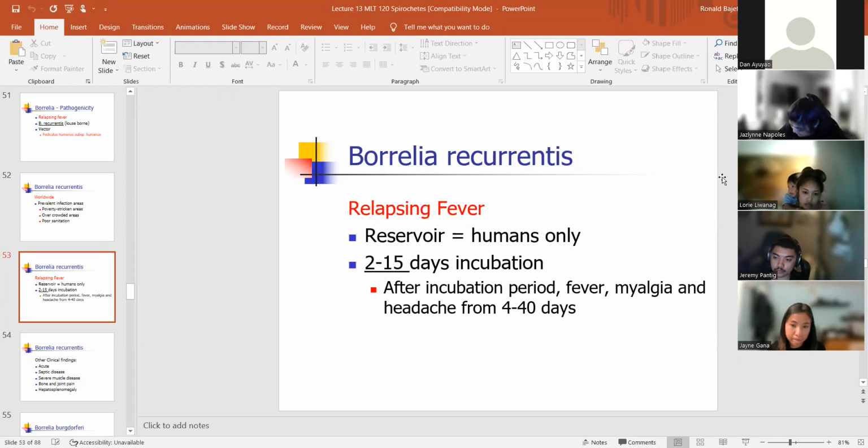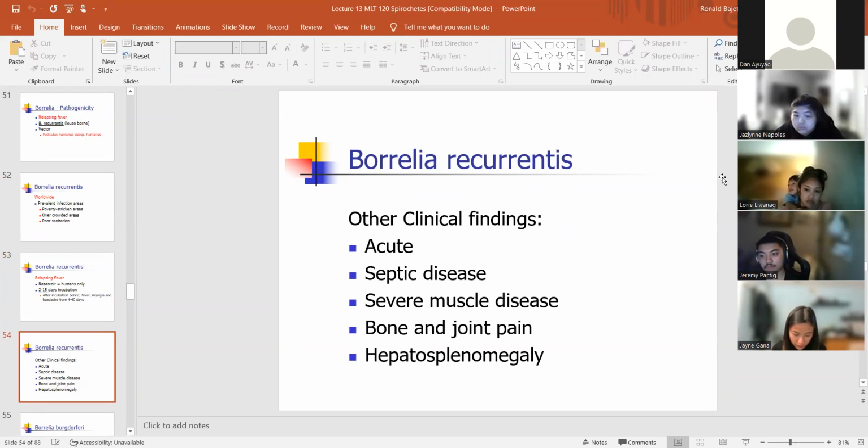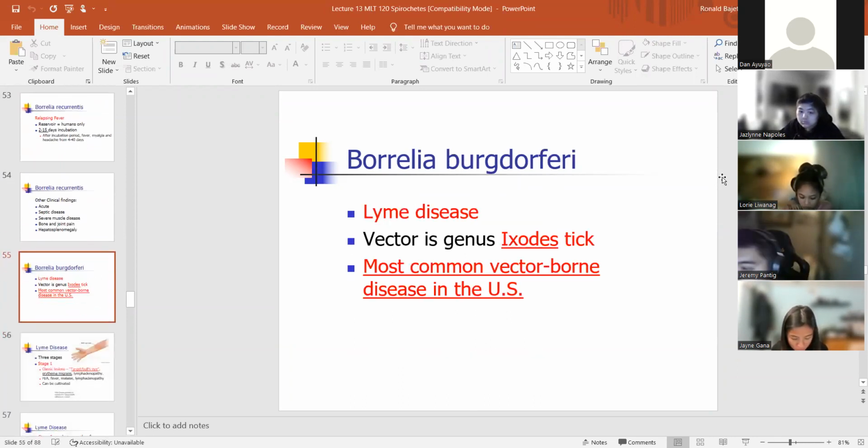And after the incubation period, you get fever, myalgia, muscle aches, and headaches from 4 to 40 days, a little bit more than a month. Other clinical findings: acute septic disease, severe muscle disease, bone and joint pain, and large liver and spleen. The next one is Borrelia burgdorferi, causes Lyme disease, and the vector is the Ixodes tick. Ixodes tick, that's the name of the tick.